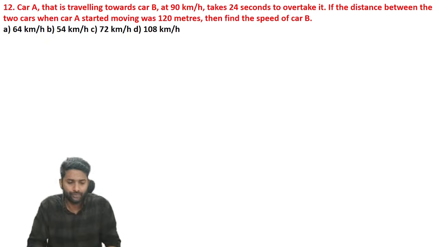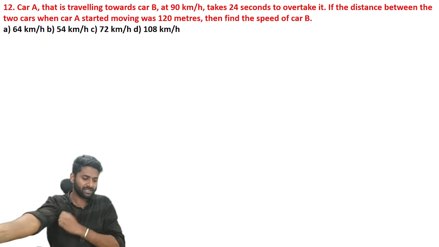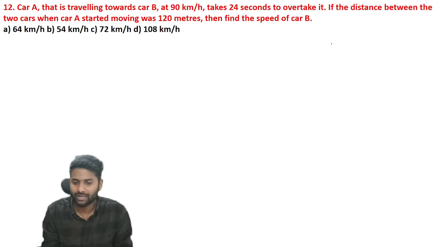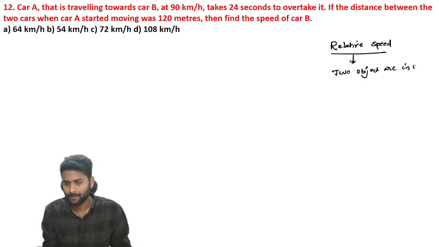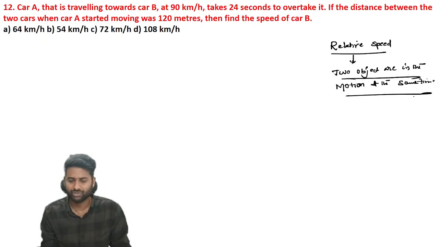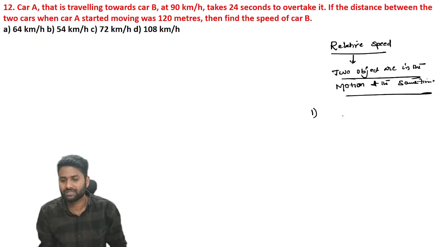Guys, remember that if two objects are in motion at the same time, it's all about relative speed. See, important point: if two objects are in motion at the same time, it is a concept of relative speed. We have two pieces of information in relative speed.